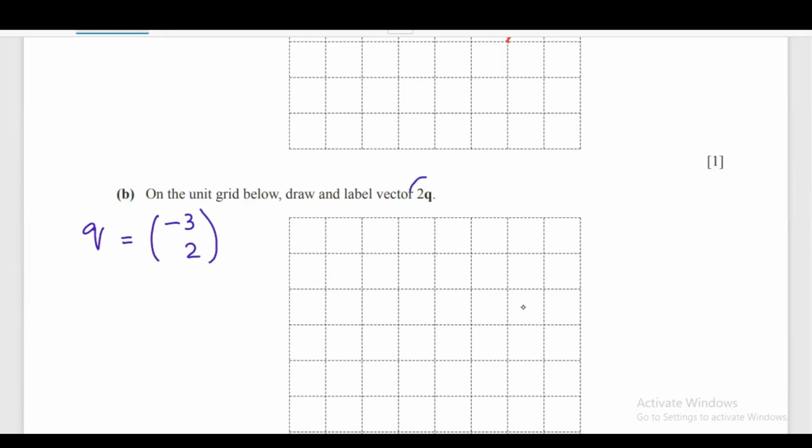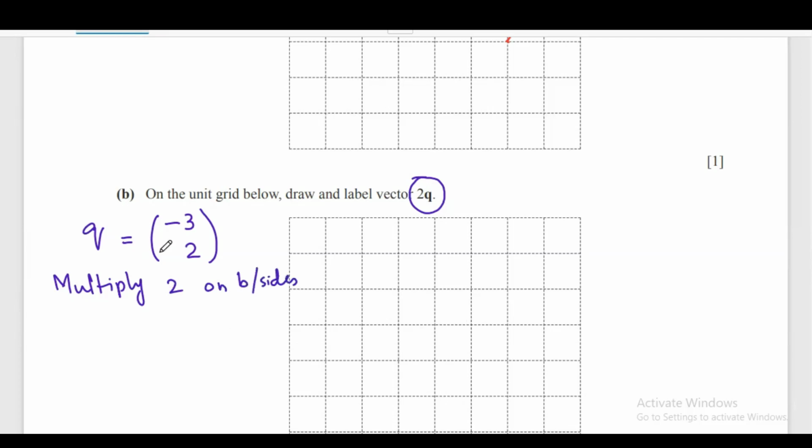But we have to draw twice of q. So what will you do? Multiply by 2 on both sides. Multiply by 2 on both the sides.